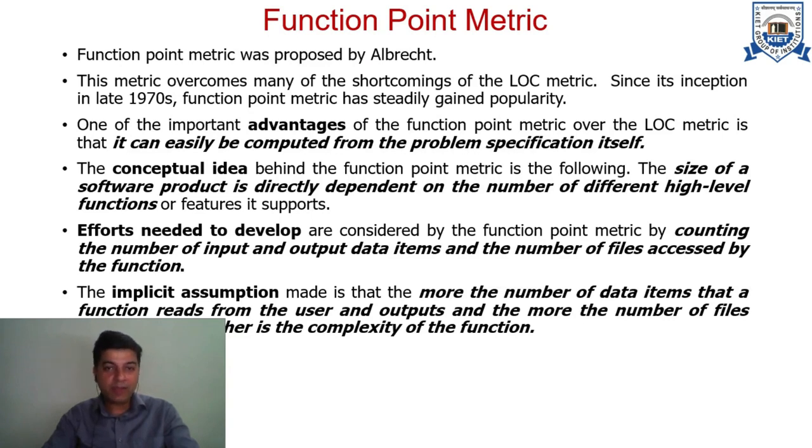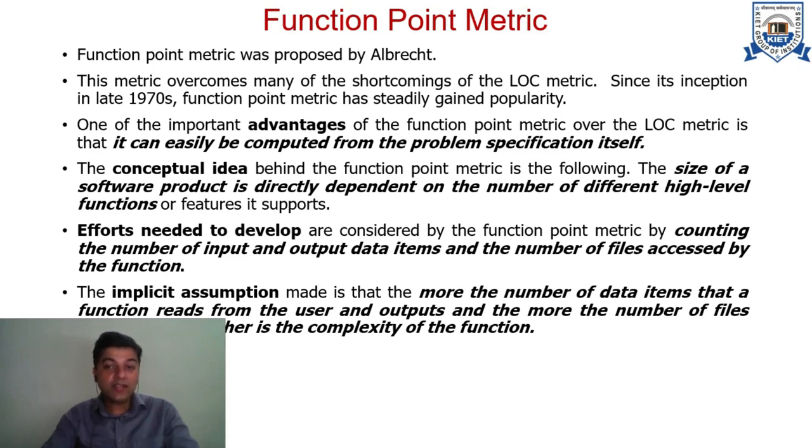The function point metric was given by Albrecht in the 1970s, and it gained a lot of popularity over the LOC metric. This type of metric has an inherent advantage that it can be calculated from the requirement specification itself. We don't need to have an estimate about the number of lines of code. This metric takes into account the functionality that we impart to a software.